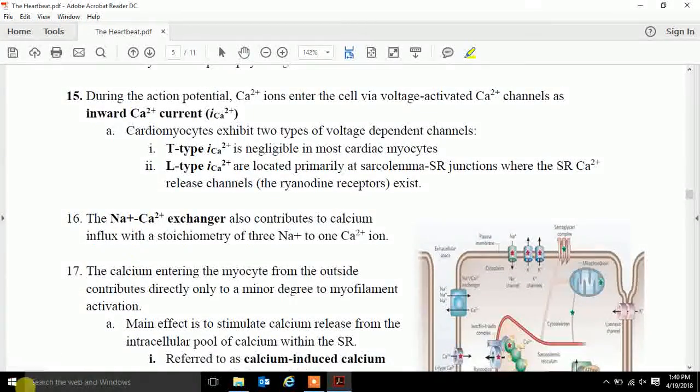Okay, so during this action potential within our cardiomyocytes, calcium ions enter via our voltage-gated calcium channels. So this is just an inward calcium current. Two types of voltage-dependent channels we've already discussed. These are the T-type and L-type. The T-type, they help with the action potential, but they're really negligible when it comes to the calcium response here with the contraction. The L-type, they're primarily located at the sarcoplasmic reticulum junction, where the ryanodine receptors exist and can really help trigger this response.